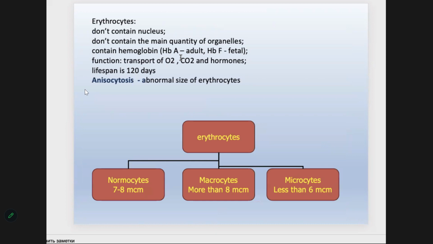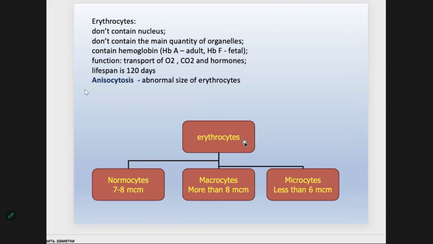Also, erythrocytes transport hormones and drugs, absorbing them on the surface. Different toxins can also be absorbed on the surface of the erythrocytes. Amino acids and immunoglobulins are also transported by the erythrocytes.